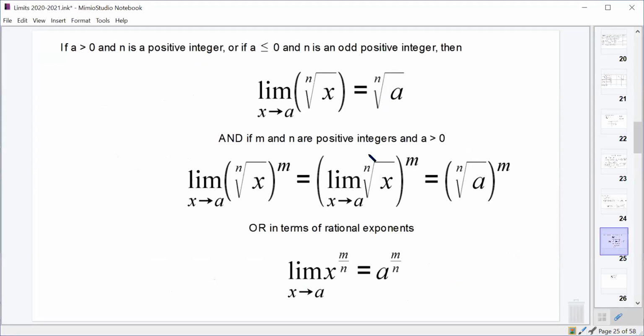We can do the same thing with roots. So if we're taking the nth root of something, we can pull those roots and those powers outside of the limit if we want to. I'll leave it here for you to read if you want for a second, but that's basically the same as what we did with the power functions. If you have any questions on this as you're reading through it, let me know.